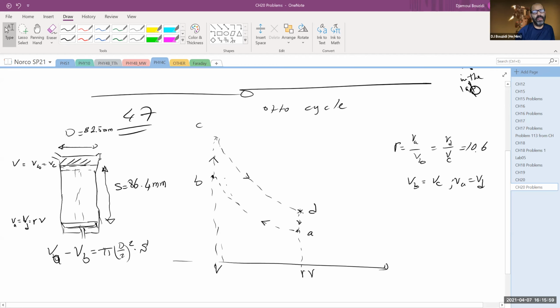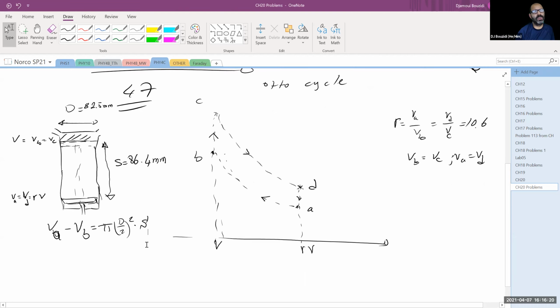Because the entire volume VA is from the beginning to the end. The volume in here itself is VB. So the difference between them is this empty volume. And that empty volume is basically the base area, which is pi times the radius squared, times this height in here, which is S. So this is the difference between the volumes. Obviously, this is RV minus V.